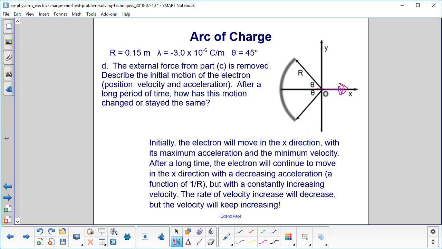After a long time, the electron will continue to move in the x direction with a decreasing acceleration, because that's a function of 1 over r, but with a constantly increasing velocity. So the rate of velocity increase will decrease. Well, that's a tough sentence. But the velocity will keep increasing. In other words, it keeps going faster, just not at the rate that it did in the beginning. Just because the acceleration is decreasing doesn't mean the velocity is. Please don't confuse that. So the acceleration decreases, the velocity continues to increase.